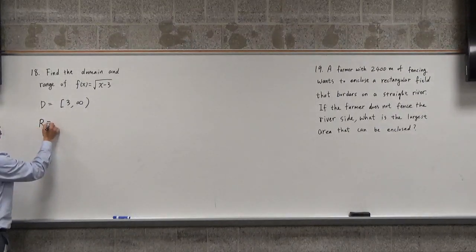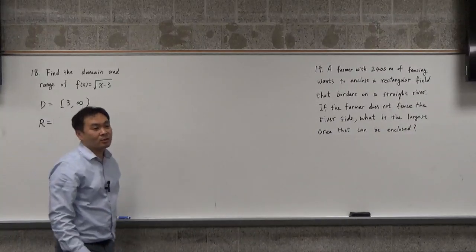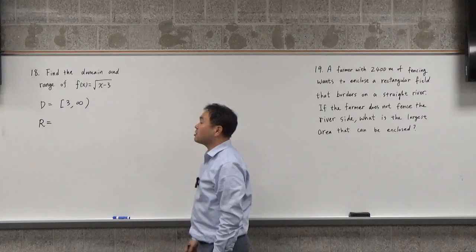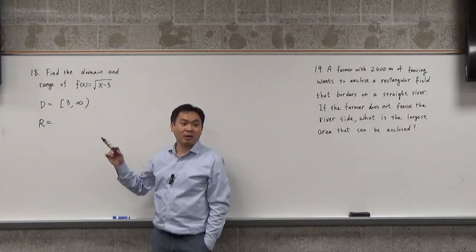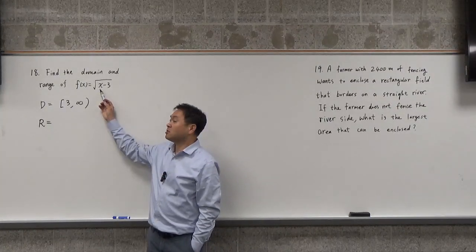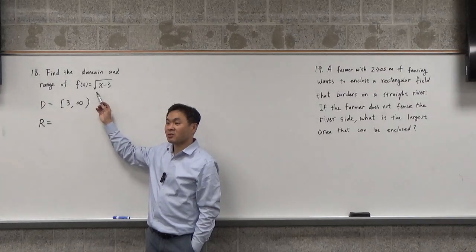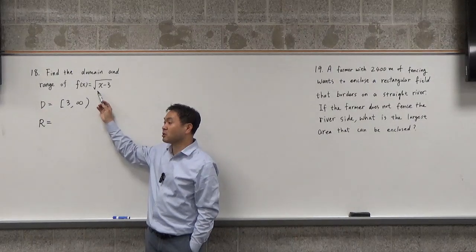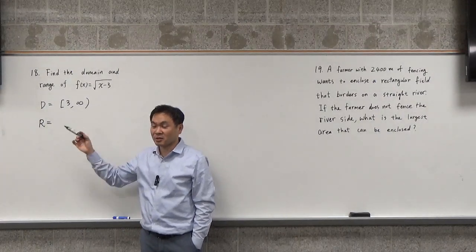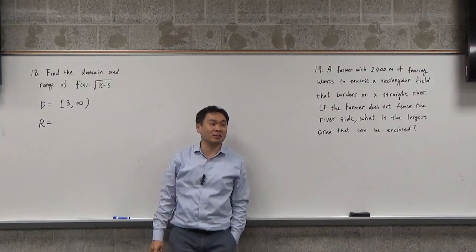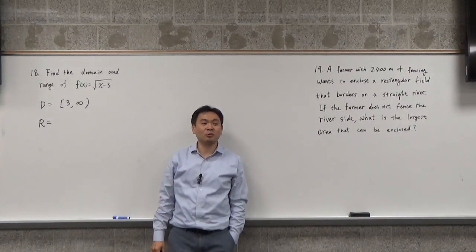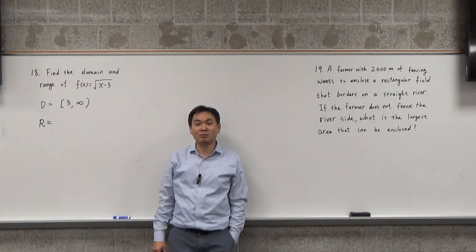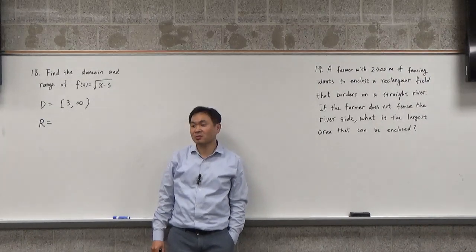Okay, what about the range? What's the meaning of the range? All the y values, okay? So all the outputs. Now, can this produce 0? Yes, it can, right? If you plug in 3, we got 0. We just said that, right? Can it produce anything negative? No, square roots only produce non-negative numbers, right? Square roots never give you negative numbers.